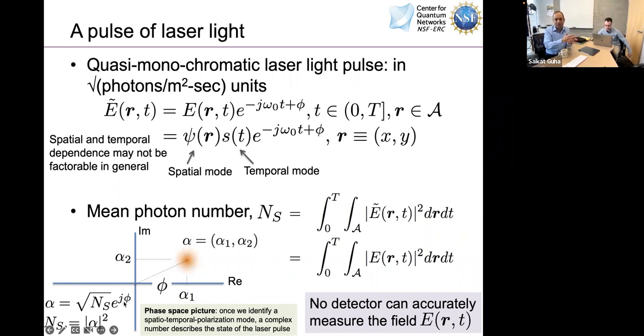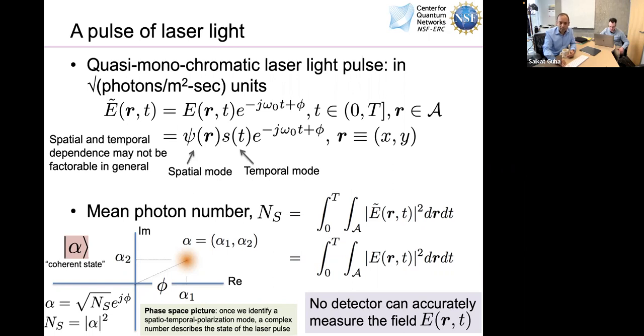So you have to have a phase reference to be able to talk about a phase. And this mean photon number is the magnitude squared of this complex number alpha. Now, one of the first things is that no detector can accurately measure this field, meaning I can create a field, I can work out how to create a particular E of R comma T, but when you detect it, the detector must add some minimum amount of noise that we're going to talk about next.